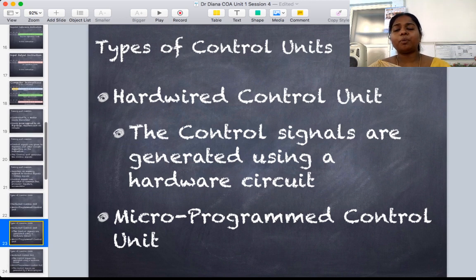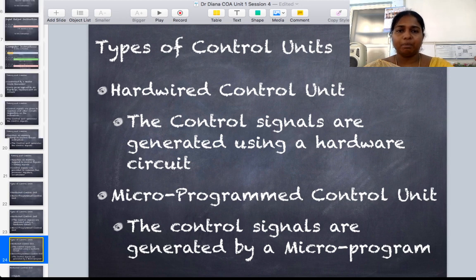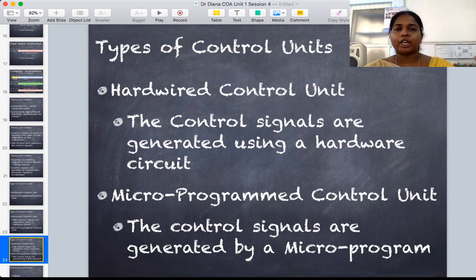Whereas the microprogrammed control unit is a little different. The microprogrammed control unit is more like an operating system. Whatever instruction I give to the computer is stored in the instruction register, and the instruction register is decoded by another program. For every instruction, for example, the instruction says add A and B, or add the contents of the accumulator and the data register.